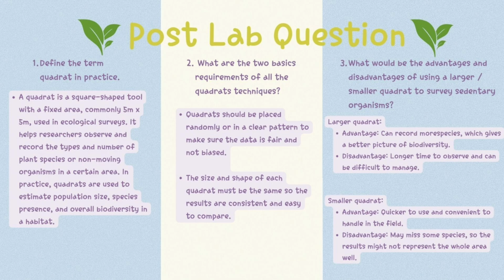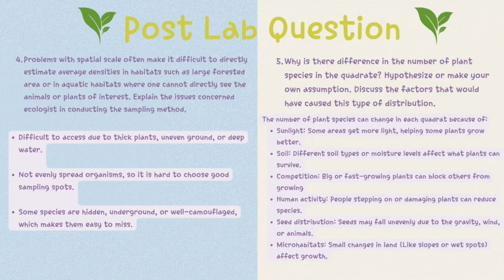Next, question 3 asks what would be the advantages and disadvantages of using a larger or smaller quadrat to survey sedentary organisms. For larger quadrat, it is good to record more species, which gives a better picture of biodiversity, but it needs longer time to observe and can be difficult to manage. Meanwhile, for smaller quadrat, it is quicker to use and convenient, but it may miss some species. For question 4 and 5, the answer is shown in the video.